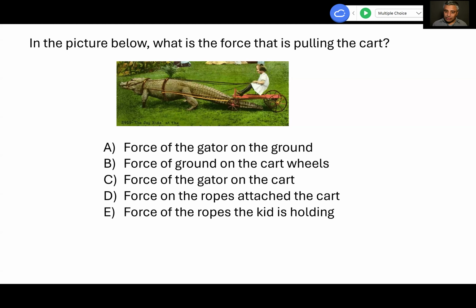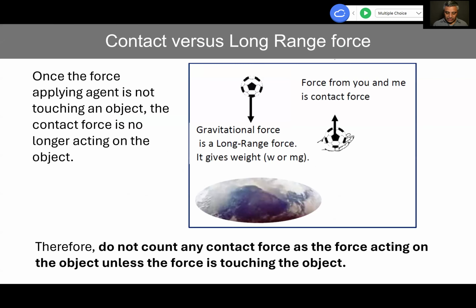And another important aspect is that, for example, in this case, to answer this question, what we need to pay attention to, not to make a mistake. So we'll talk about that one as well. So let's move on. Here, mostly we talk about two kinds of forces, contact and long range force. All forces can be basically divided into two kinds that we use here in this class.